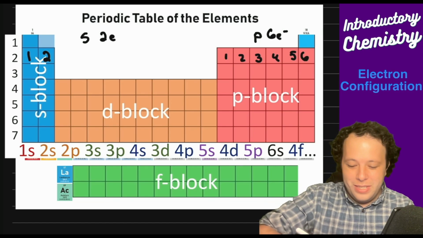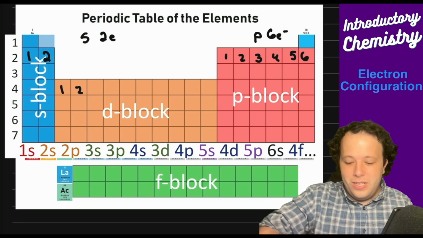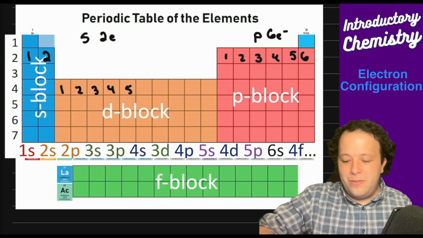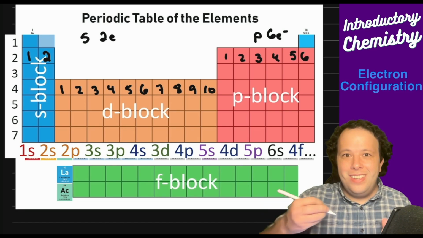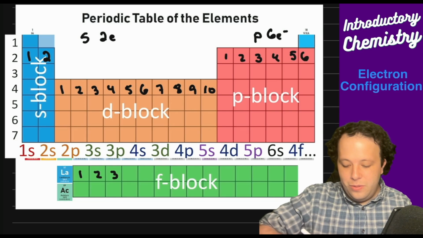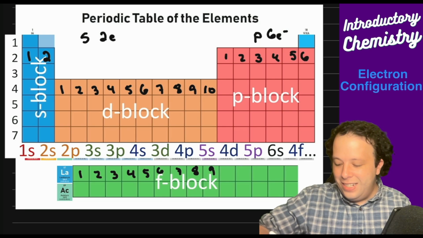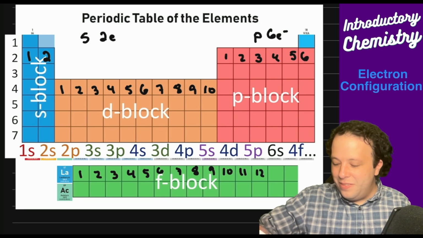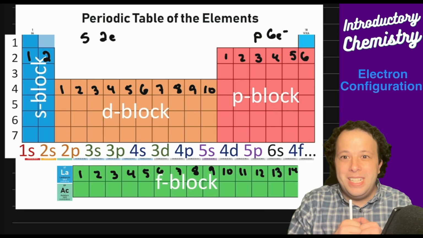So other things, with D block that could fit 10 electrons, right? So we can see that here, 1, 2, 3, 4, 5, 6, 7, 8, 9, 10. And then the last one was the F block. Well, F block down here is 1, 2, 3, 4, 5, 6, 7, 8, 9, 10, 11, 12, 13, and 14, right? We have all those individual pieces.